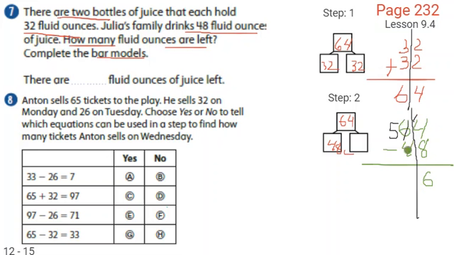5 10s minus 4 10s is 1 10. So we have here, that is a number right here. That is the number of ounces that are left. So we can just say there are 16 fluid ounces of juice left.